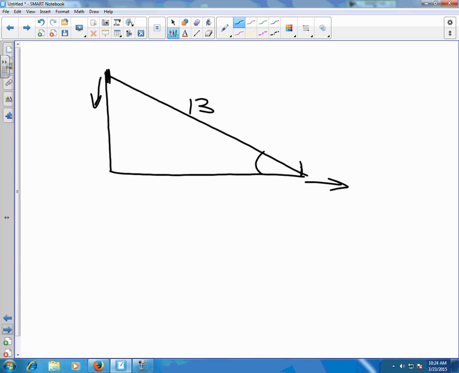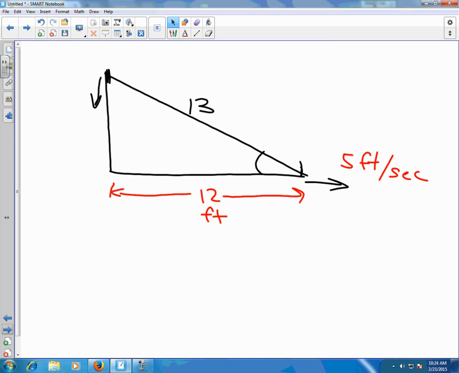And so we know that when this distance is 12 feet, this rate is changing by 5 feet per second. We want to know how fast this distance is changing. We'll call that dy. We want to know how fast it's dropping down the wall.